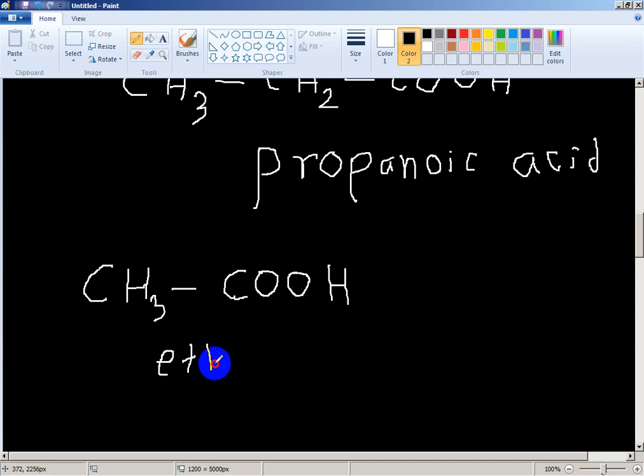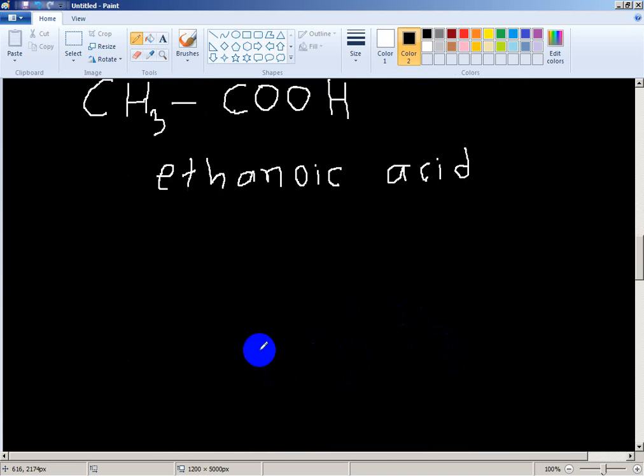If it is an alkane, it will be ethane. It will be ethane. Okay, you cut the E and add oic acid. So what is the name of this compound? Its name is ethanoic acid.